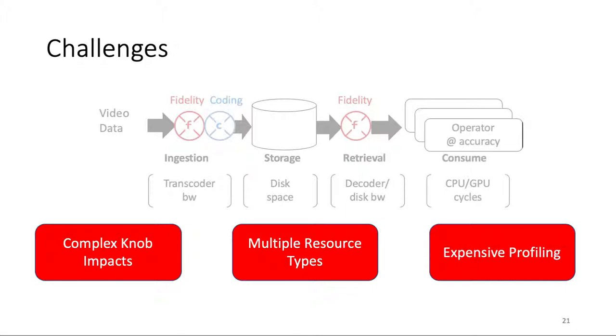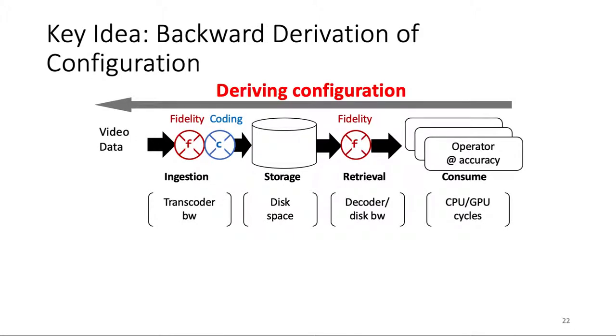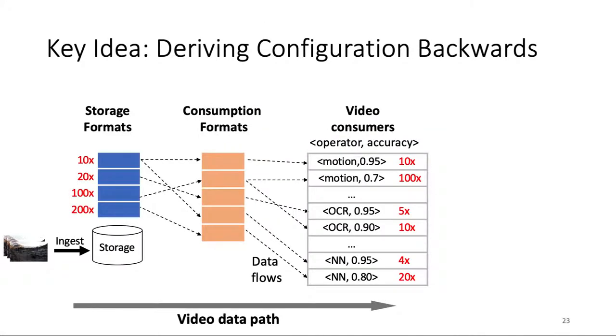To design such a video store, we're challenged by the complex knob impacts, the optimization of multiple resource types, and the expensive profiling. So our key idea is the backward derivation of configuration. We derive the optimal set of video formats in the opposite direction of where the data flows. Let's take a deeper look. When there's a query, we retrieve the video data from the storage and convert it to the consumption format that meets the needs of each video consumer at each accuracy level.